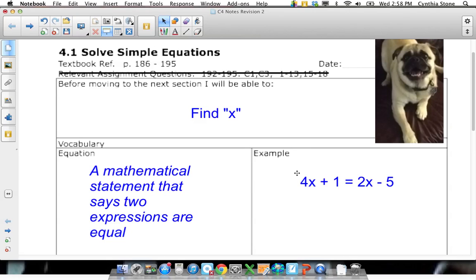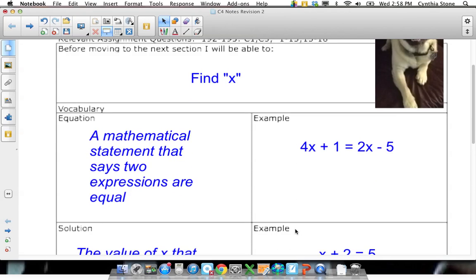So what is our goal today? Well, I say it's to find x, and x is a variable. X is almost always the variable we use. You've seen that already. It doesn't have to be x, but that's what we're doing. We're finding x.